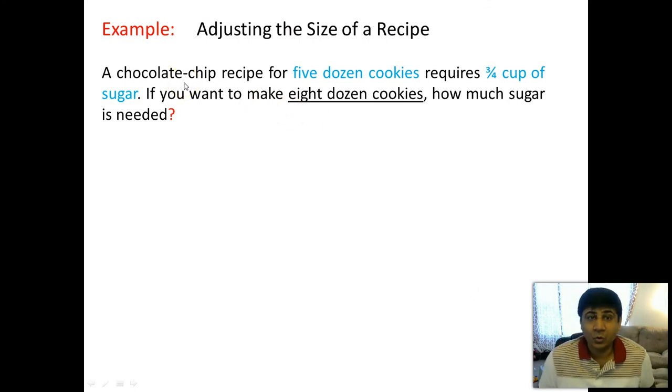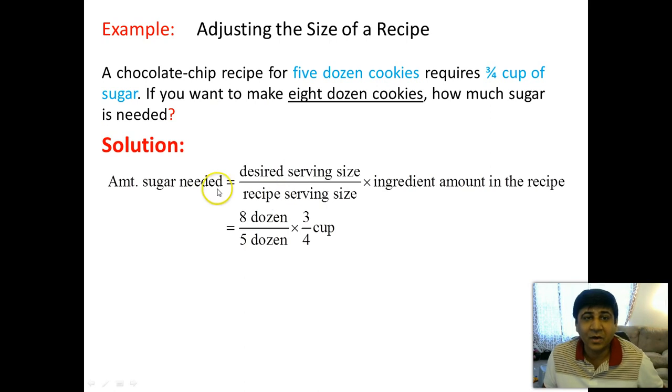Suppose you are making chocolate chip cookies. The recipe you have is for 5 dozen cookies, and for 5 dozen cookies it requires 3/4 cup of sugar. Now this 3/4 is needed for 5 dozen. Suppose you want to make 8 dozen cookies, how much sugar will you need? This is a very common problem. This is the formula.